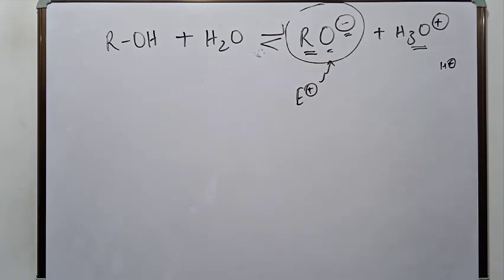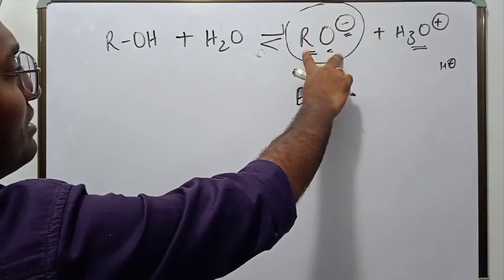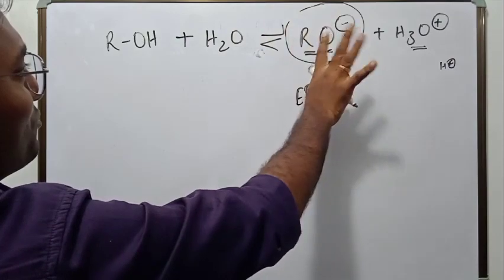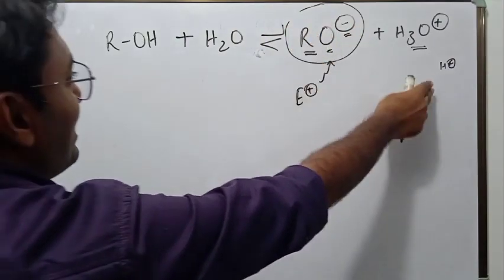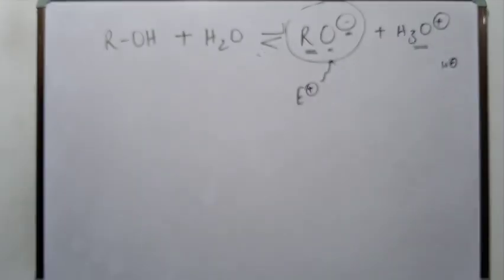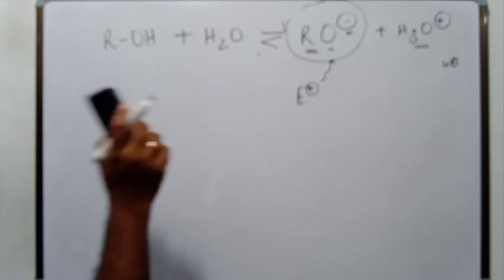I hope you have understood why alcohol is not so acidic in nature. This is the reason: alkoxide unstable, formation not favored, forward reaction not favored. Because of this, H plus won't be released as expected and acidity will be low. So that is the reason for the low acidity of alcohol.